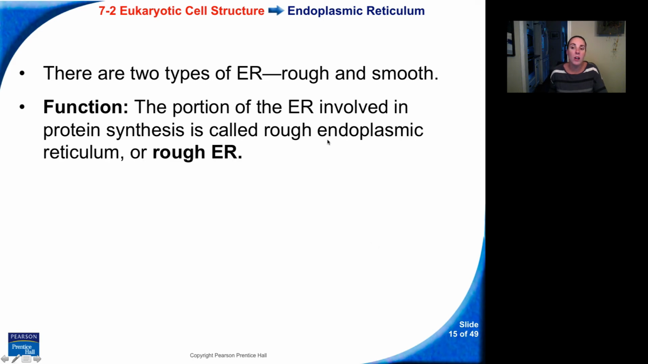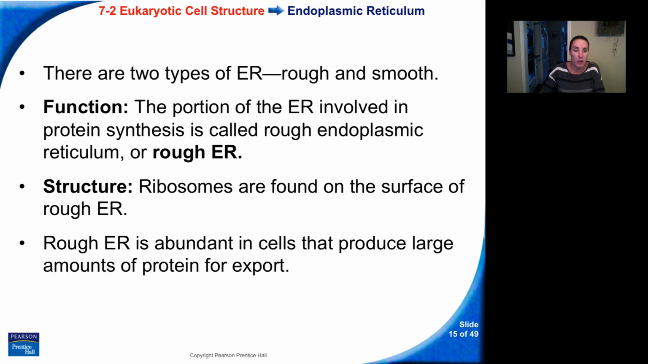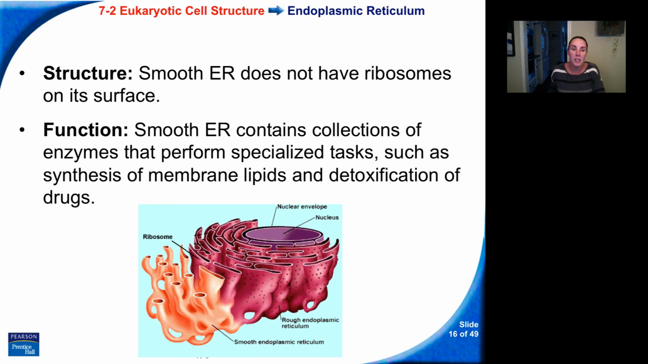The portion of the ER involved in protein synthesis is called the rough endoplasmic reticulum, or rough ER, because that's where proteins are made on ribosomes, so that's where the ribosomes are located on the ER. So ribosomes are found on the surface of the rough ER. The rough ER is abundant in cells that produce large amounts of protein for export. The smooth ER, on the other hand, does not have ribosomes on its surface, and it contains the collections of enzymes that perform specialized tasks, such as the synthesis of membrane lipids and detoxification of drugs.